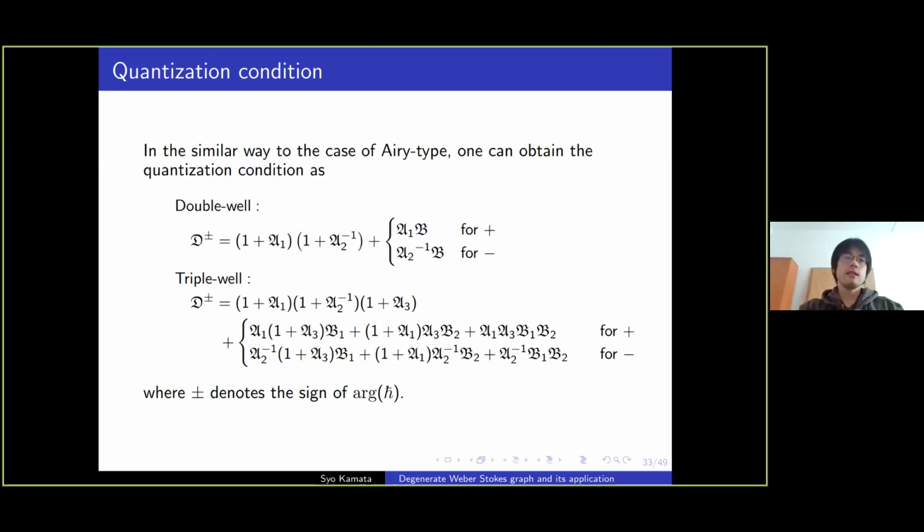Okay, so similar to the ARA type, we can get the quantization condition. So this is basically explained by the Stokes phenomenon, I guess. Just replace this A cycle and B cycle using our dictionary. And also the quantization condition of the triple well can be obtained in this form. So this is a little bit more complicated. And now this plus and minus is the sign of the complex phase of the H bar.